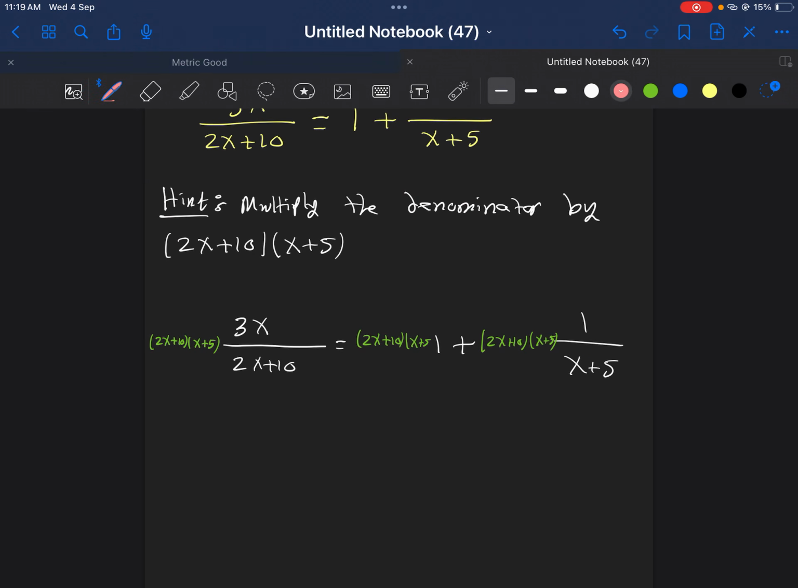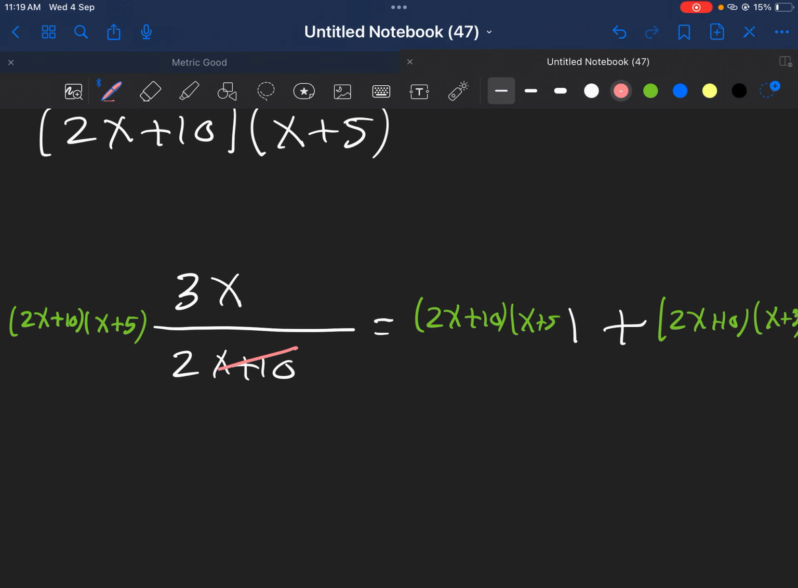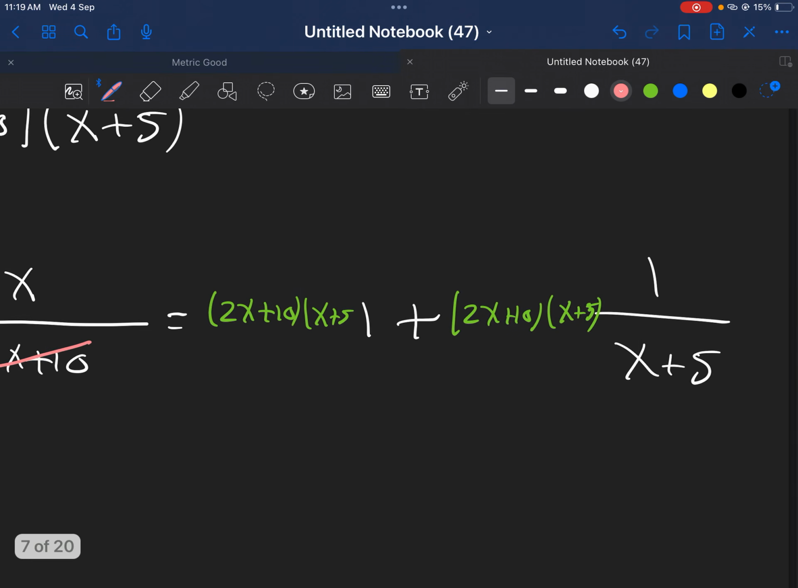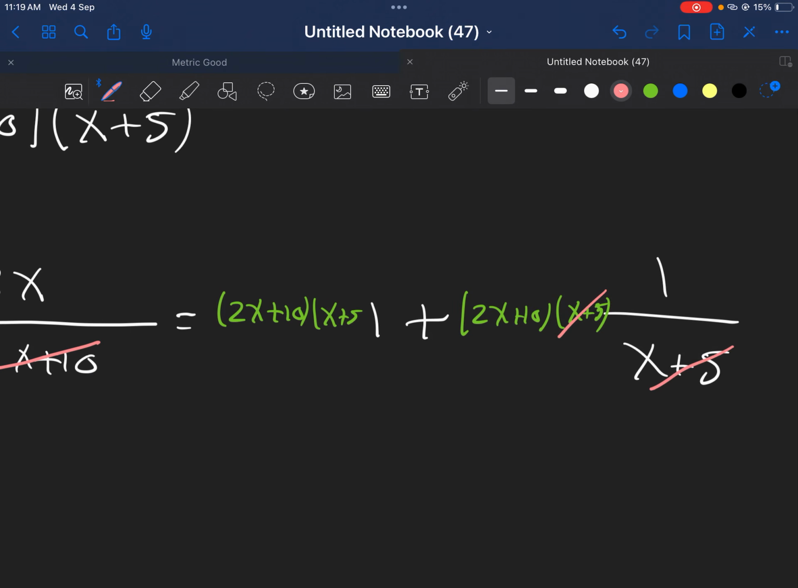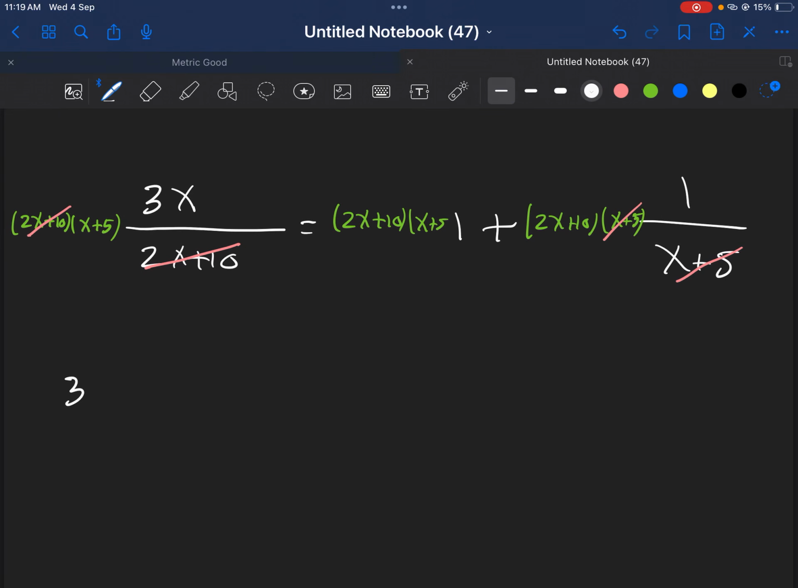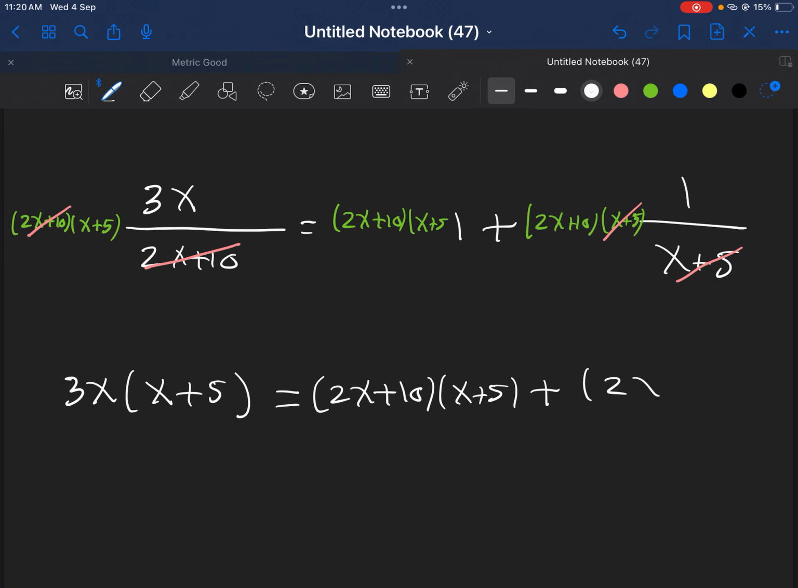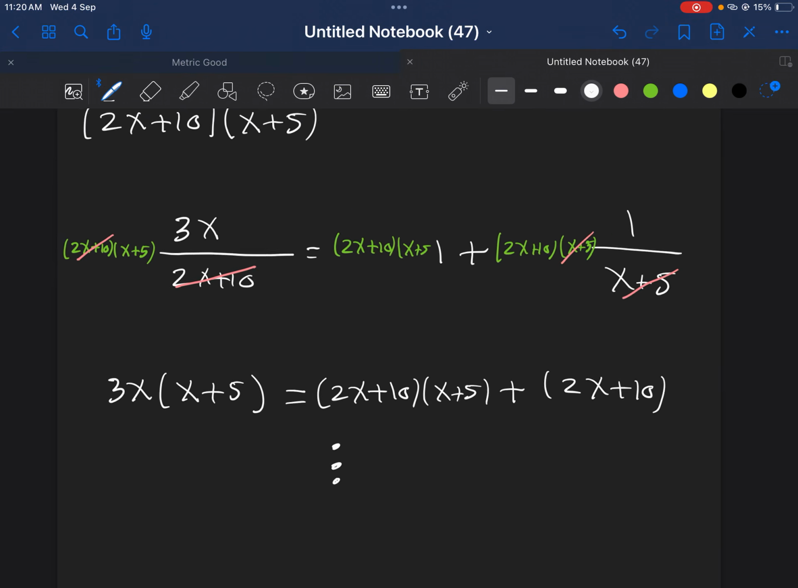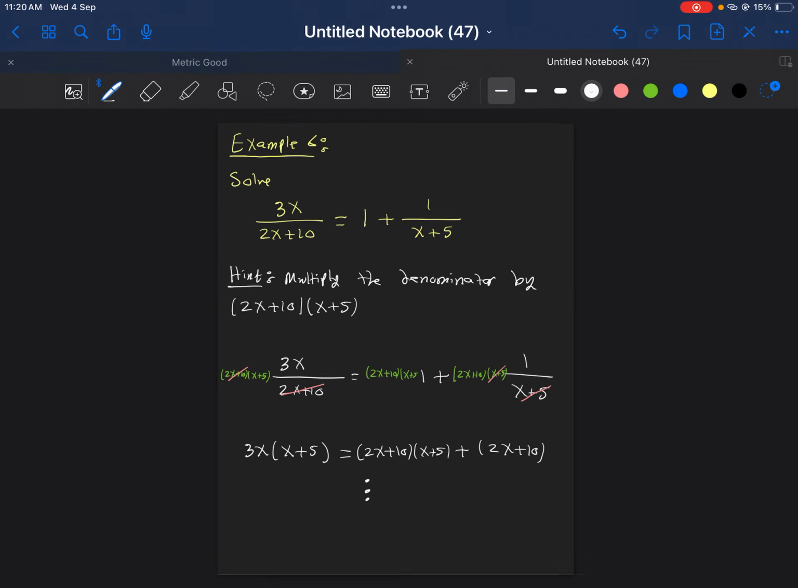Now, if we look at term by term, there is a cancellation. 2x plus 10, 2x plus 10 get cancelled. x plus 5 gets cancelled. So what's left for us is the following. On the top here we have 3x with x plus 5 equal, we have those two brackets here, and finally we have only 2x plus 10. Now what you need to do is open the bracket, bring all x's together, and you will get the answer for this question. Thank you very much.